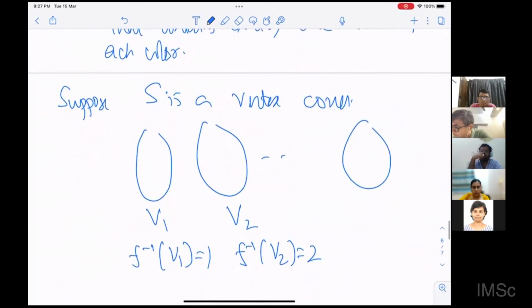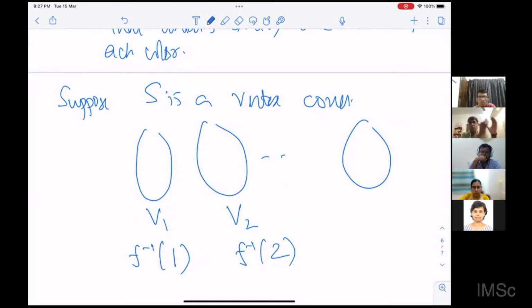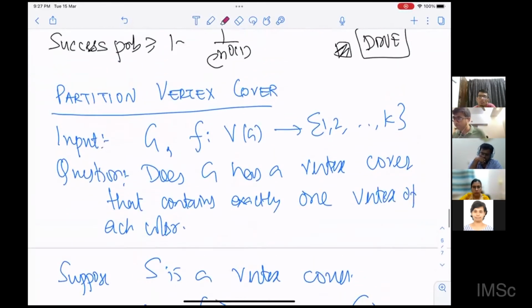Oh, my bad. It is F inverse of 1: all those vertices which have been assigned 1, all those vertices which have been assigned 2. Right? So that gives you a partition. Every vertex has been assigned either 1, 2, or k. And what I want is a vertex cover that picks up one vertex from here, one vertex from here. But this partition is not independent, right? No, nothing, it's just some partition. Okay. This is what I call partition vertex cover.